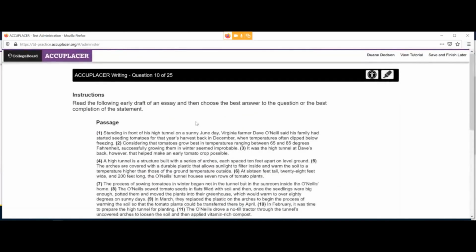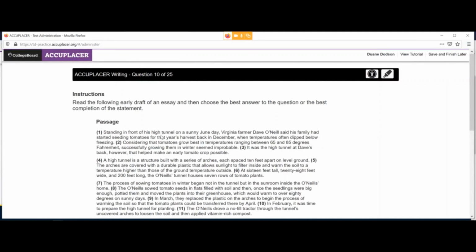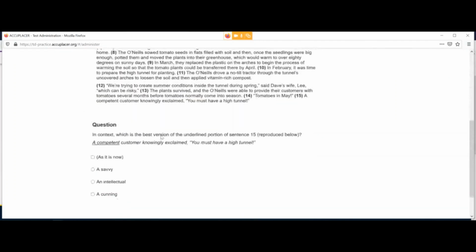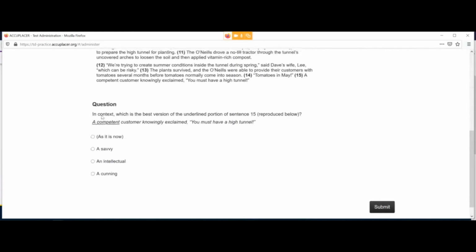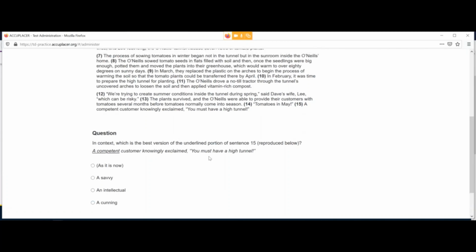Okay. All right. So here we go. And then this is the last example that we're going to get to today. And again, there are 15 others. We're at 10 out of 25. You can do the rest on your own. And let's see what we are asked here. In context, which is the best version of the underlined portion of sentence 15? A competent customer knowingly explained, you must have a high tunnel. Okay, let's read this passage.